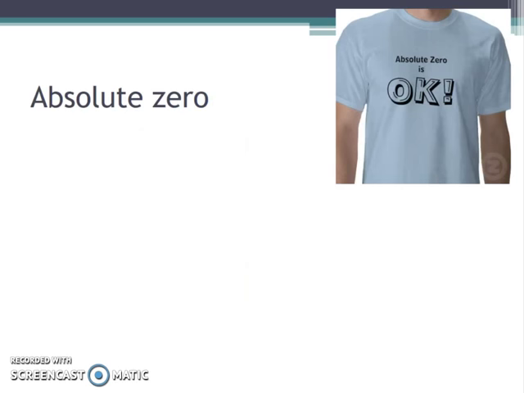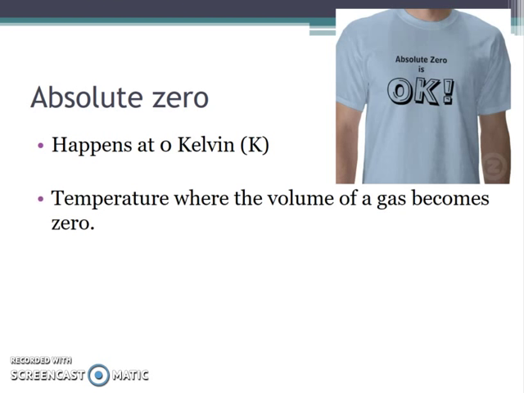Absolute zero. So what is absolute zero? Well, absolute zero happens at 0 degrees Kelvin. What this means is that this is the temperature where the volume of the gas becomes zero. Pretty crazy concept to think about. So that volume becomes absolutely zero. Things aren't moving anymore. We're at absolute zero. Those molecules completely stop moving, which is hard to fathom because we've already been taught that a solid still vibrates in place.